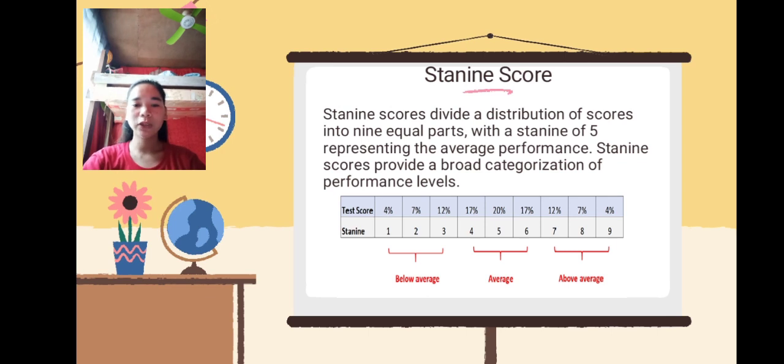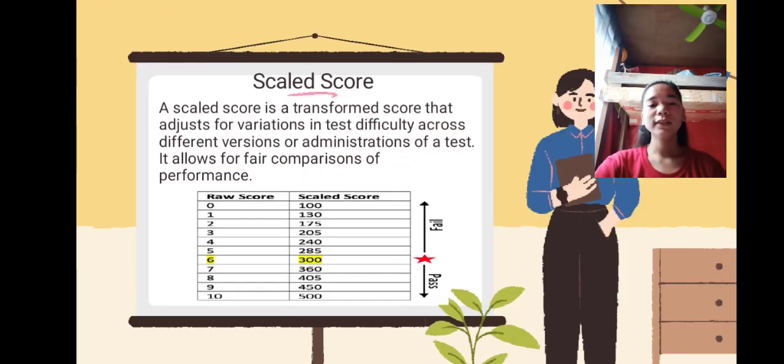So in the picture below, that is the example of our Stanine score, where 1 to 3 is below average, 4, 5, 6 is average, and above average is 7, 8, and 9. They are most effective when used in conjunction with other assessment measures and should not be the sole basis for making educational decisions.